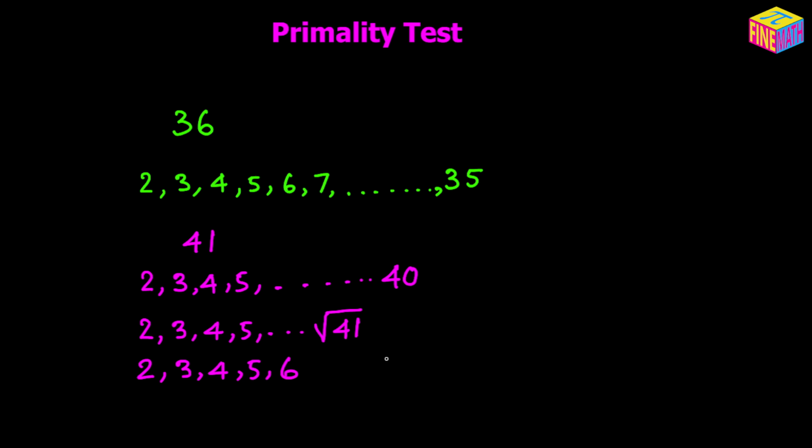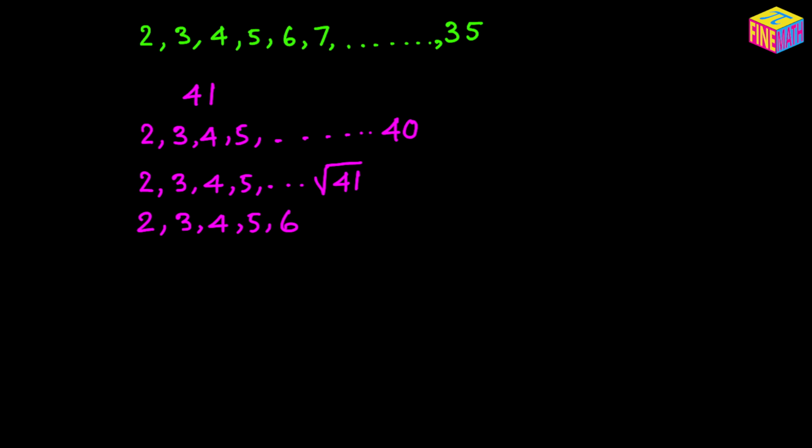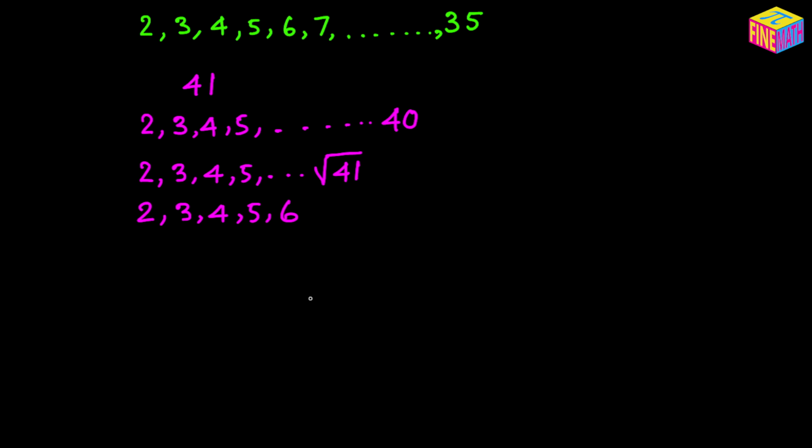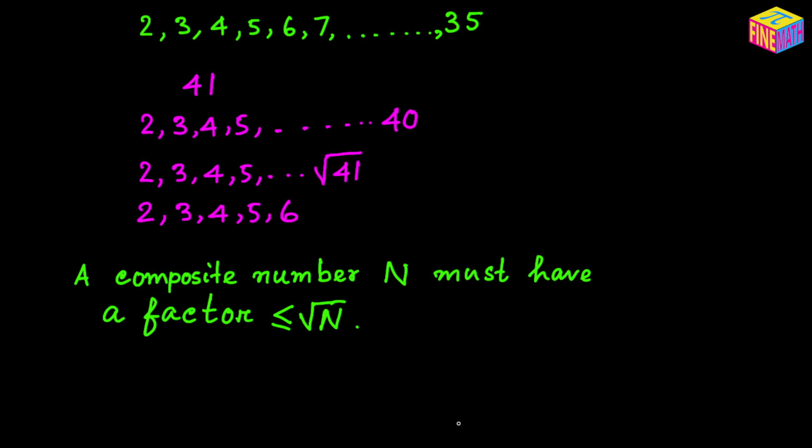Now, how are we going to prove that every composite number must have a factor which is less than or equal to its square root, right? So let me write it down first. This is the theory here: every composite number, or any composite number n, must have a factor which is less than or equal to its square root, and we have to prove it, right?